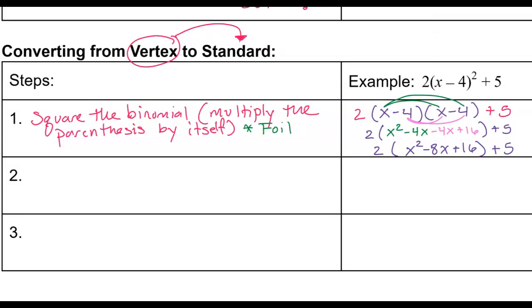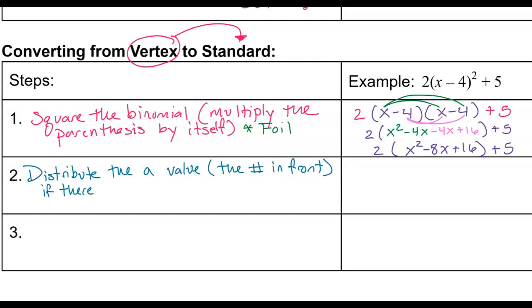Now we can distribute that 2. Distribute the a value. That's the number in front, if there is one. Sometimes we won't have a 2. Sometimes we won't have a stretch or compression. So let's go ahead, let's distribute that 2 in.